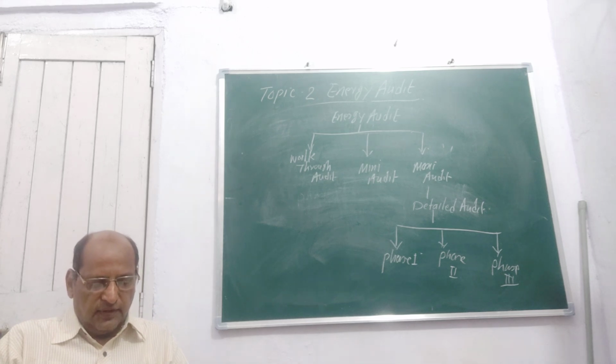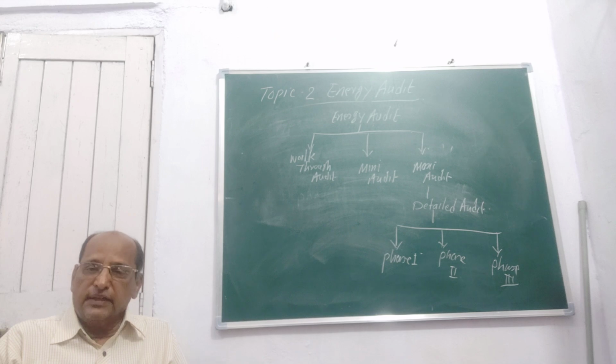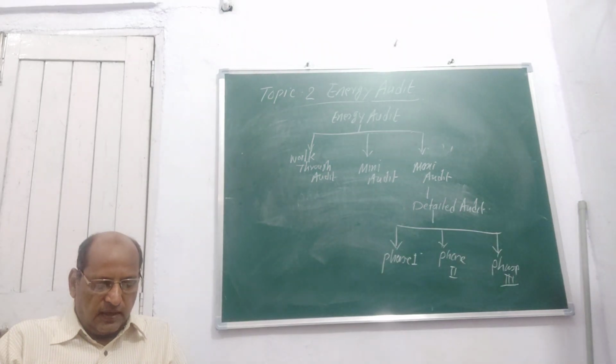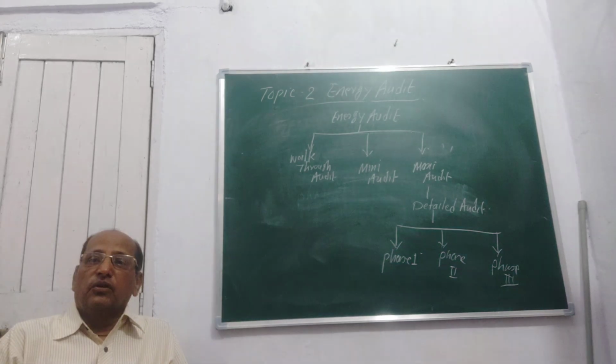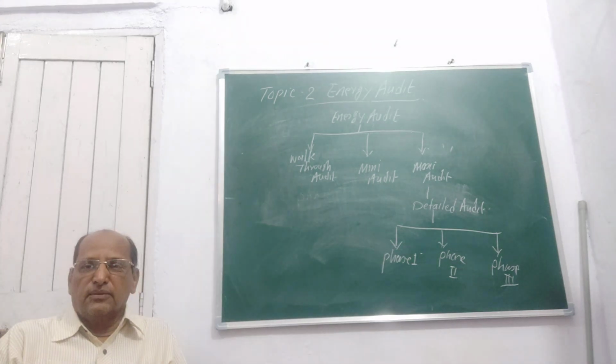Then in third phase, that is the maxi audit. In this type of audit, there are two steps, that is prelim audit and detail audit. So in this particular case, this type of audit is one step ahead of the mini audit. In this particular case, now you have to measure different parameters on each energy consumption point.